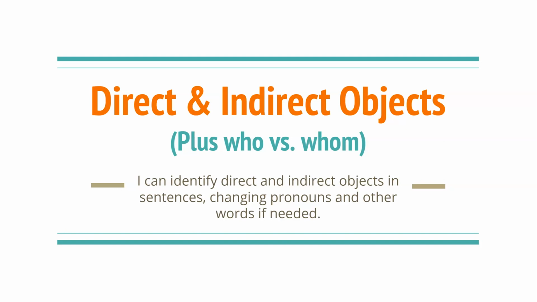Okay, today we are talking about direct and indirect objects, and we'll have a little side discussion about subject and object pronouns, especially who versus whom. So by the end of this video, hopefully you can identify these two kinds of objects in sentences.